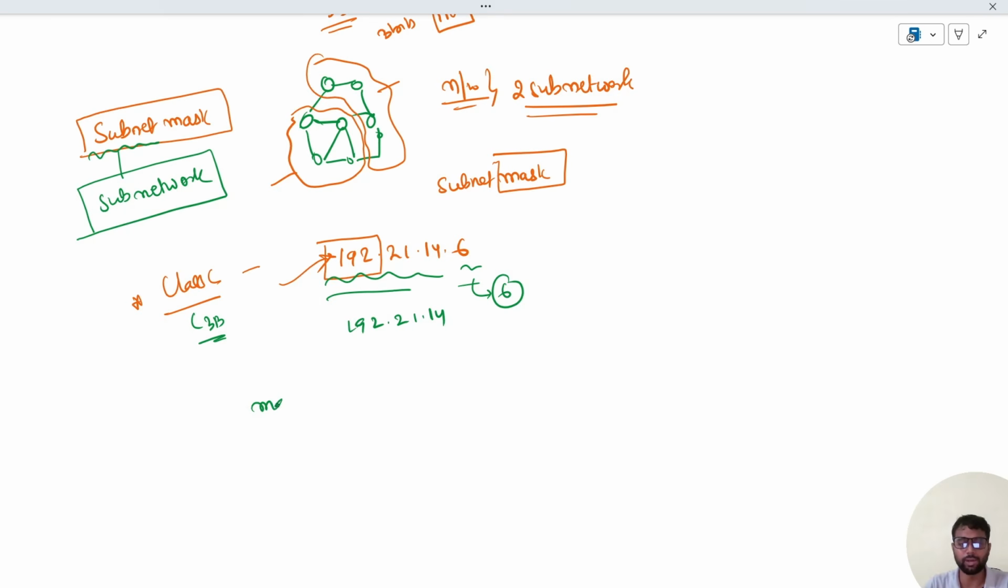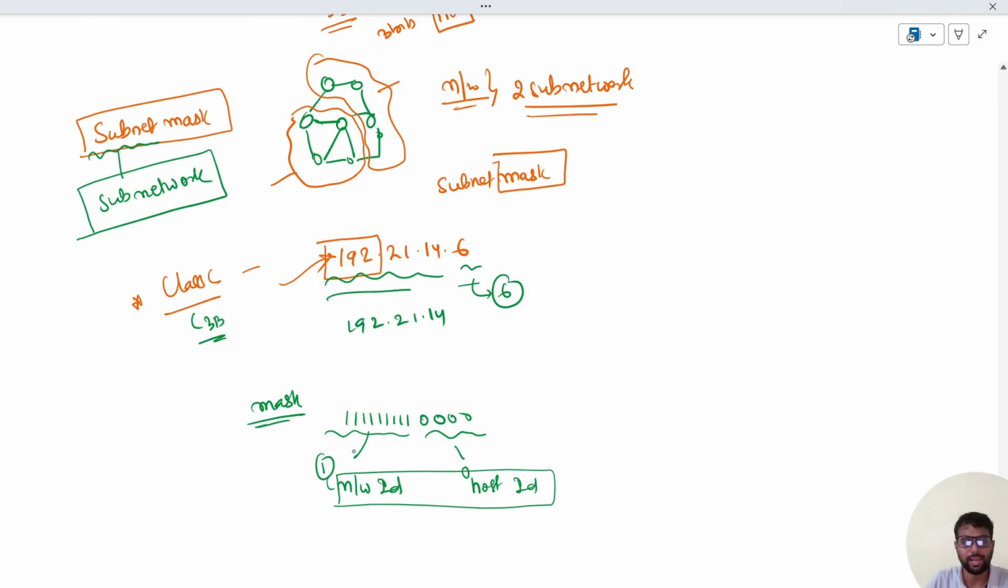And that technique is known as the mask. So what do you mean by mask? What actually is a mask? A mask is nothing but a series of ones followed by zeros, where the number of bits that are one represents the network ID and the number of bits that are zero will represent the host ID. This is what a mask is.